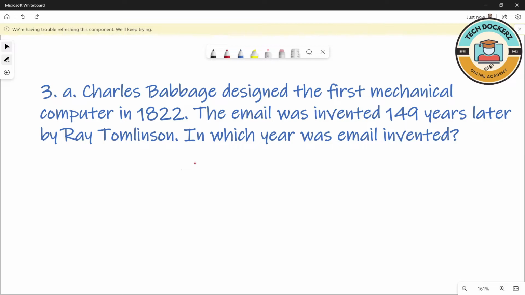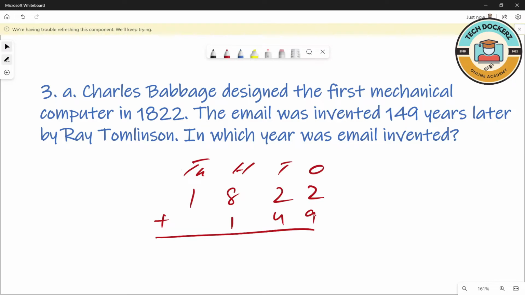Write down the place value chart. Thousands, hundreds, tens and ones. The mechanical computer was invented in 1822. 149 years later, the email was invented. So 9 plus 2, keep 9 in your mind and 2 on your fingers. 10 and 11, 1 we can write in the ones place and 1 will be the carry. 1 plus 2, 3, 3 plus 4, keep 4 in your mind and 3 on your finger.